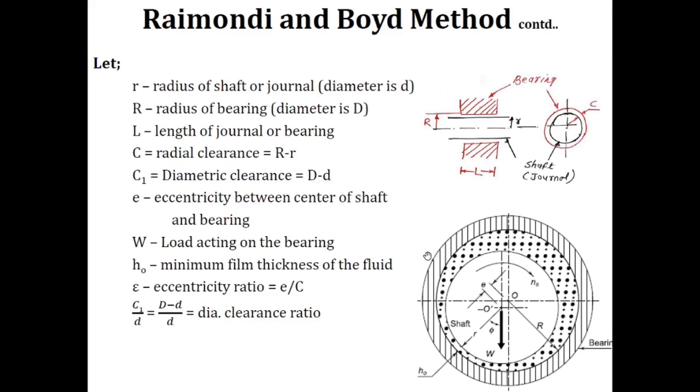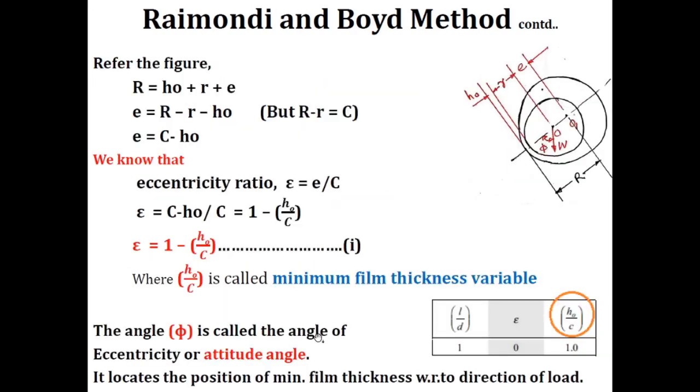E is the eccentricity between the center of the shaft and the bearing. Here in this figure you can see O is the center of the bearing, O dash is the center of the journal, and this distance is the eccentricity E. W is the radial load acting on the bearing. HO is the minimum film thickness of the fluid. Eccentricity ratio is given by E upon C, and C1 upon D is given by the diameter clearance ratio.